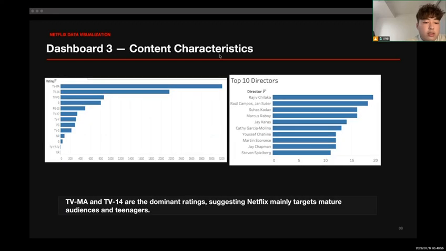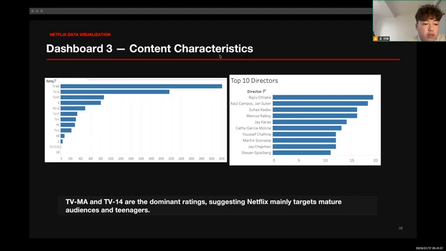Okay, next, let's examine the characteristics of the Netflix content. The final dashboard analyzes the characteristics of the Netflix content. The first chart shows the content ratings. The two most common ratings are TV-MA and TV-14. This indicates that Netflix mainly targets mature audiences and teenagers. There are fewer titles designed for young children compared with the adult audience.